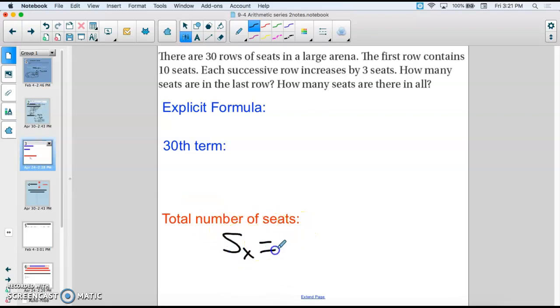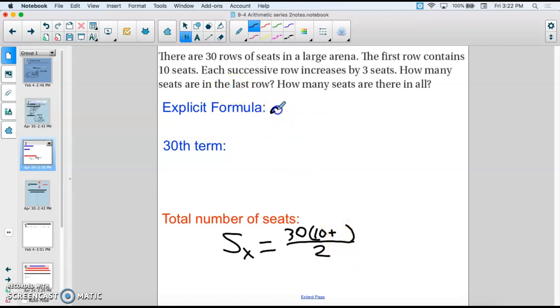Okay. I'm going to plug in what I know into my equation. Do I know my total number of terms? Yes, I do. There's 30 rows, so I know that my total number is 30. Now, how many are in the first row? 10. My initial value is 10. But I don't know how many chairs are in the 30th row, right? And so that's the number I have to work to fill in.